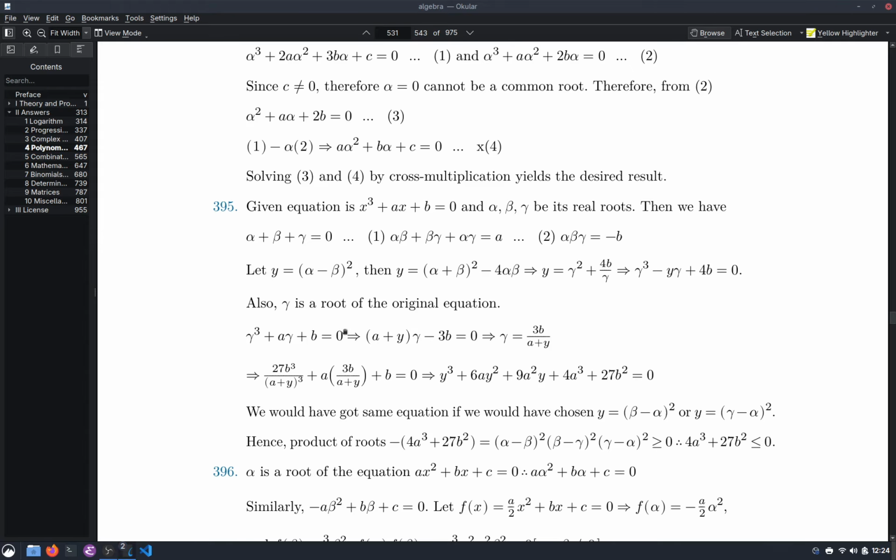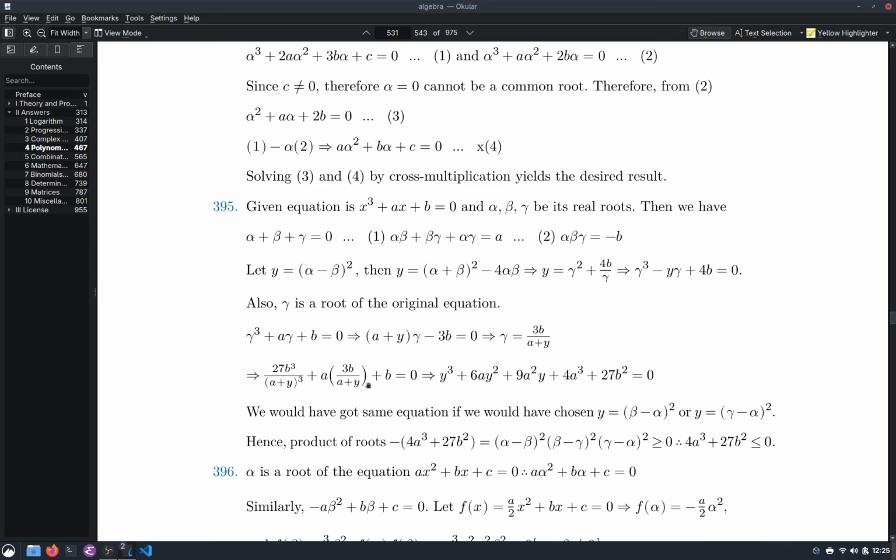Now from this equation and this equation, we subtract. So after subtraction, what we get is a plus y gamma minus 3b is equal to 0. So gamma is equal to 3b by a plus y. Then we substitute this in the given equation. We get 27b cubed by (a plus y) whole cube plus a into 3b by (a plus y) plus b is equal to 0. So we take the LCM, we get y cube plus 6ay square plus 9a square y plus 4a cube plus 27b square is equal to 0.